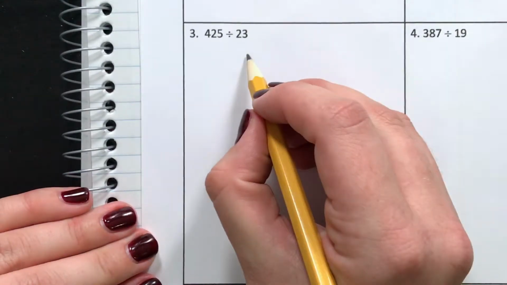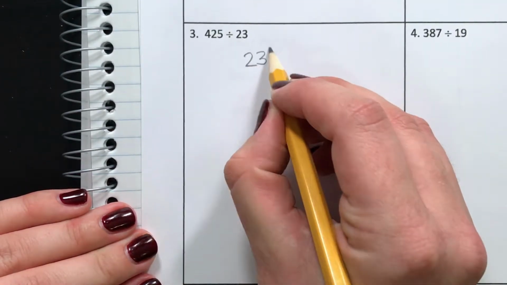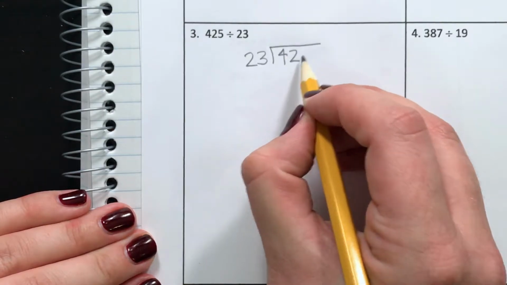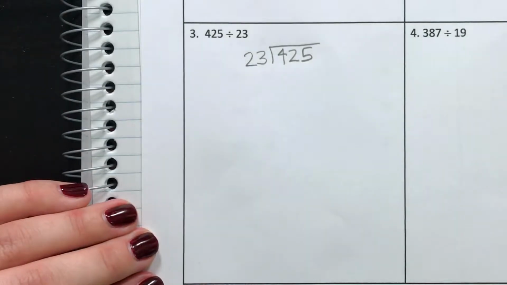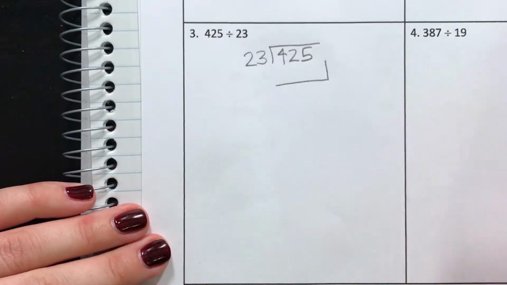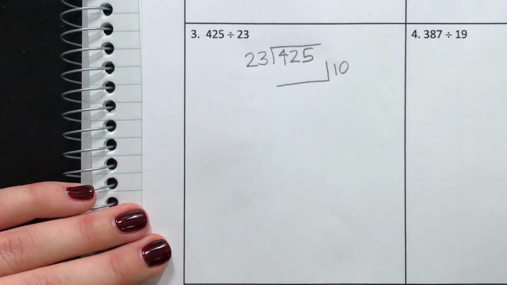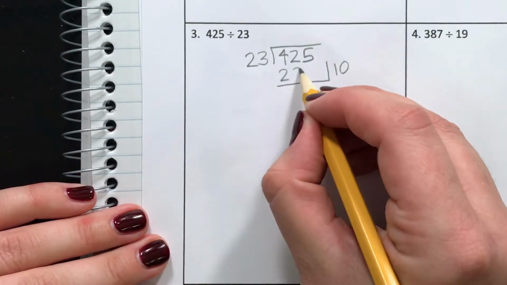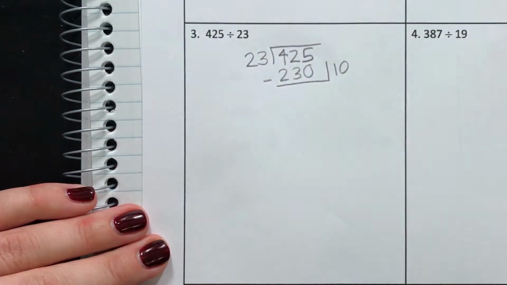Okay, so let's set up our problem. We have 425 divided by 23. So we're going to start the same way. I'm just going to start with 10 because that's an easy multiple to start with and I can do it in my head. So 23 times 10 is 230, and I'm just going to subtract.